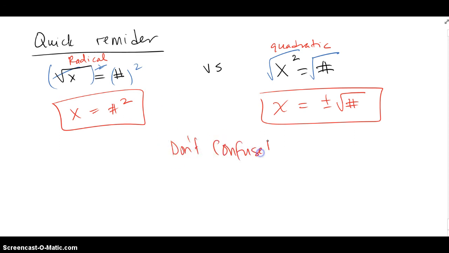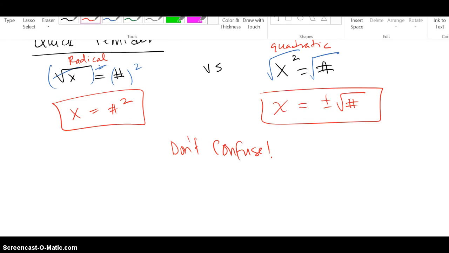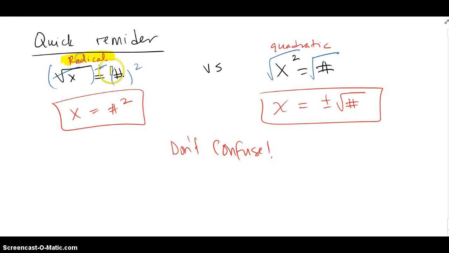In one of them, you're looking at a radical equation, so you employ squaring both sides. In the other one, you're looking at a quadratic equation and you square root both sides, and whenever you square root both sides, you're going to create a positive and a negative for your answer.